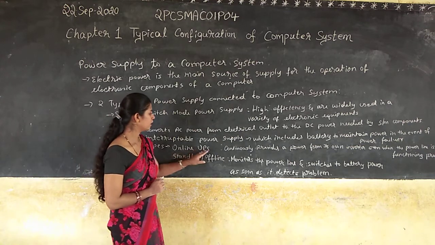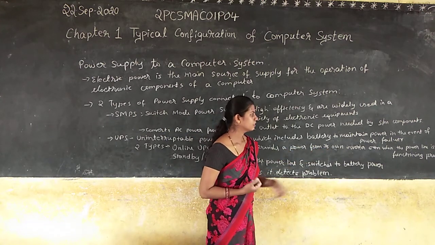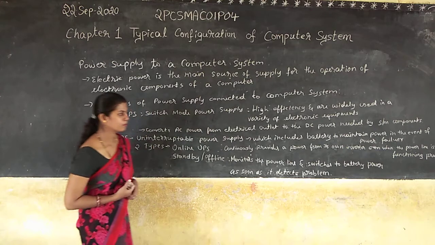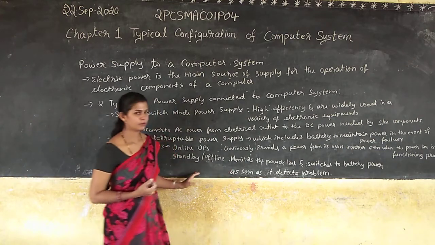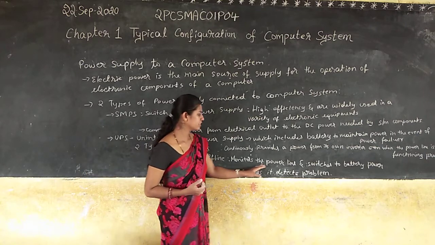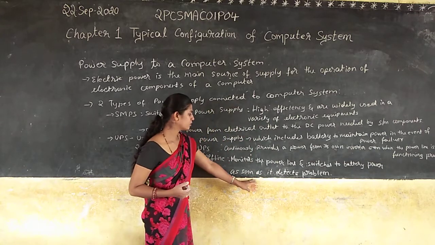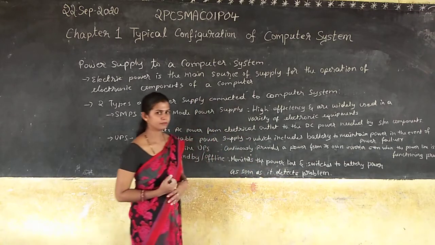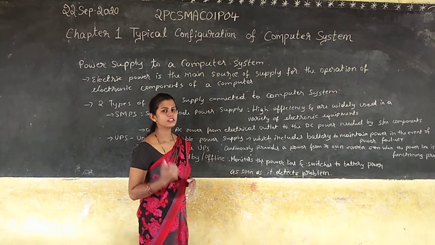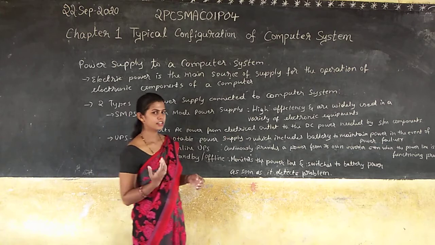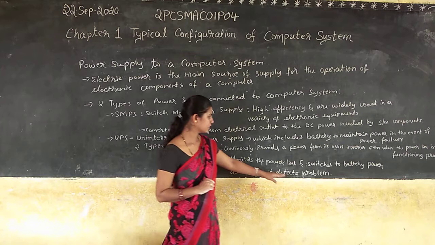So online UPS continuously provides a power from its own inverter even when the power line is functioning properly. And the next type is standby or offline UPS. Here it monitors the power line and switches to battery power as soon as it detects a problem. It will monitor the power line, whether there is a power or not, and switches to battery power as soon as it detects problem.